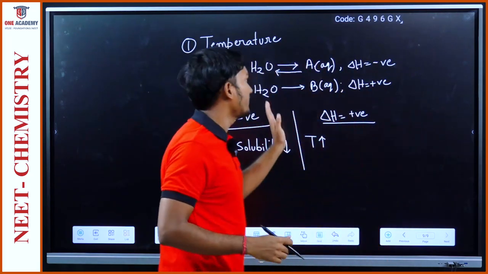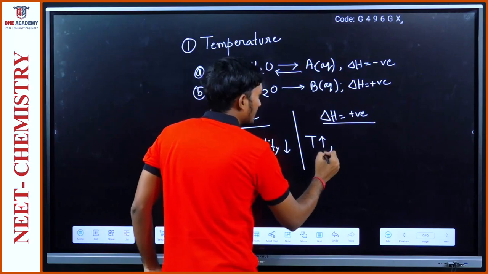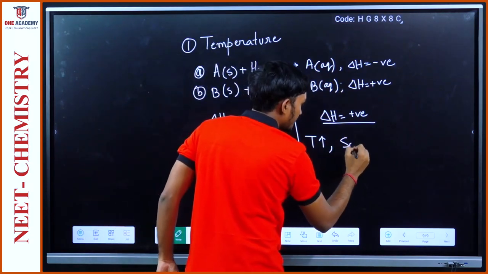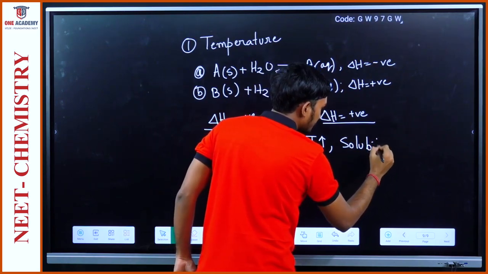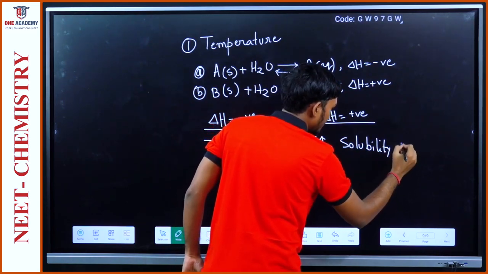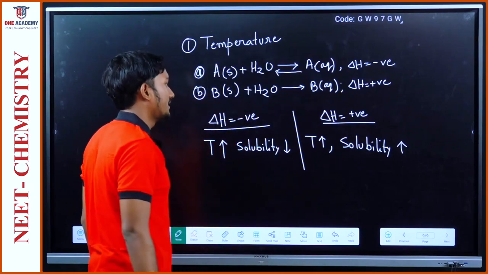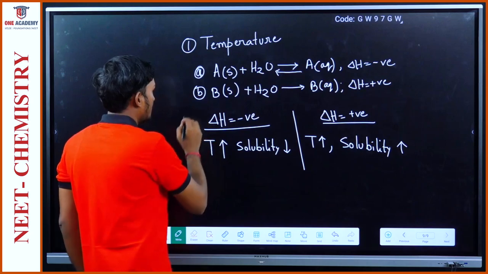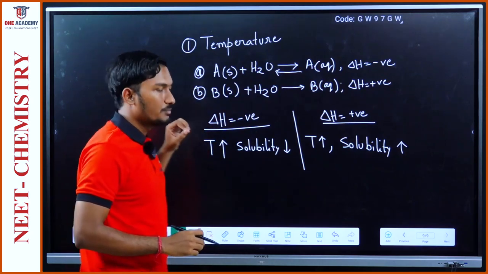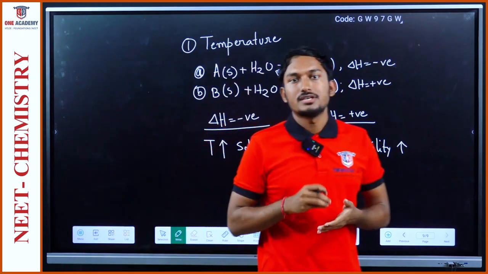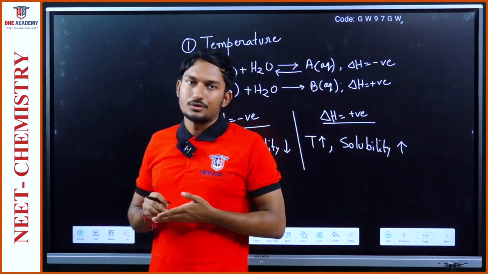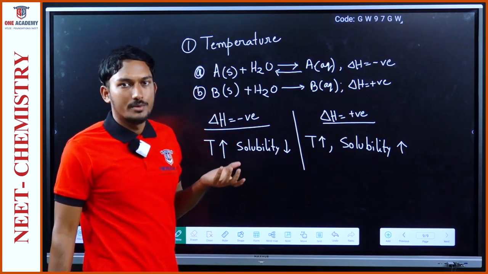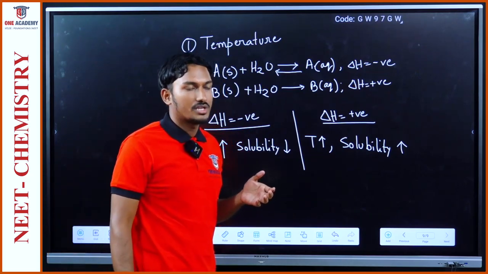And the system will try to move in the right direction such that it can resist the change in temperature. If it is moving in the right direction, that means it is getting more dissolved. So solubility will increase. These are the things you have to remember. The temperature may have a positive or negative impact on the solubility of any substance. You have to consider the delta H value, only then can you decide whether the solubility will increase or decrease with respect to temperature.